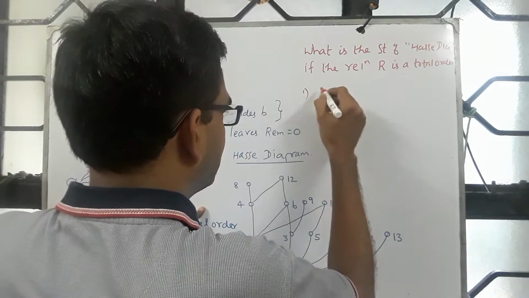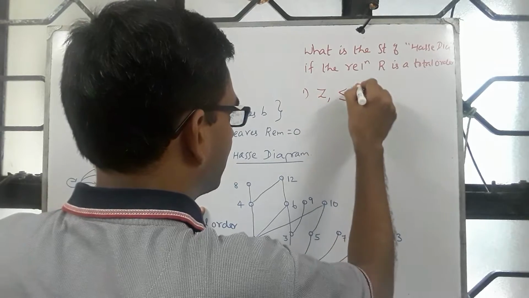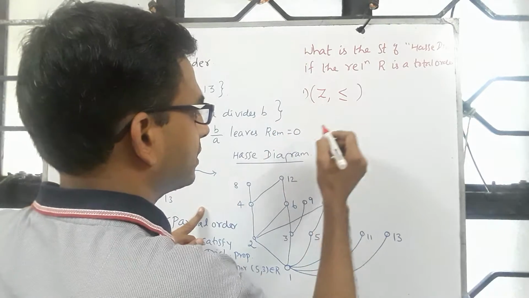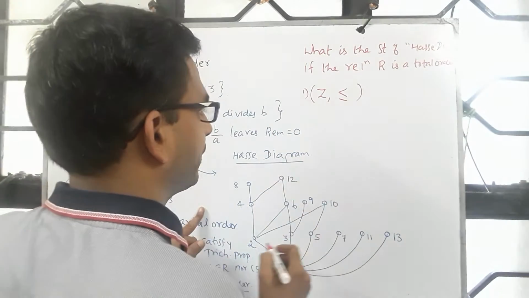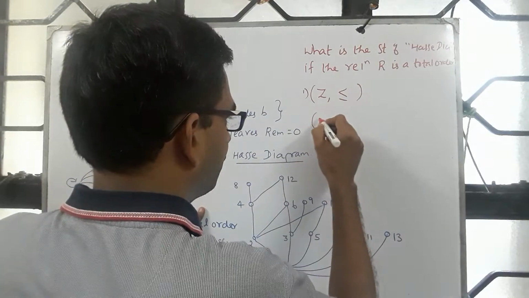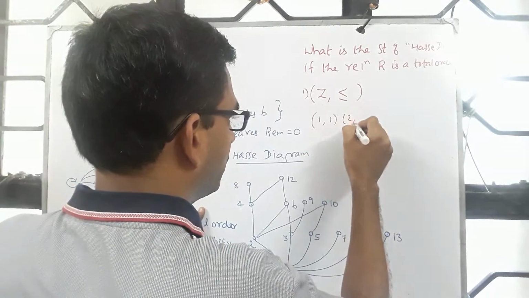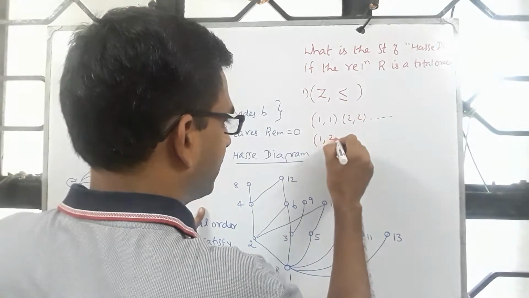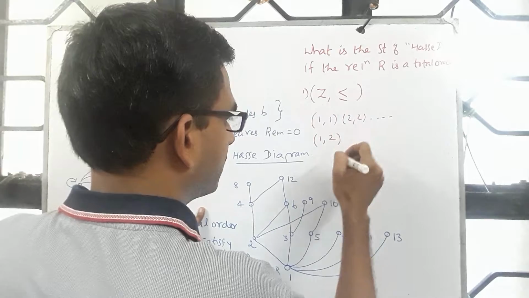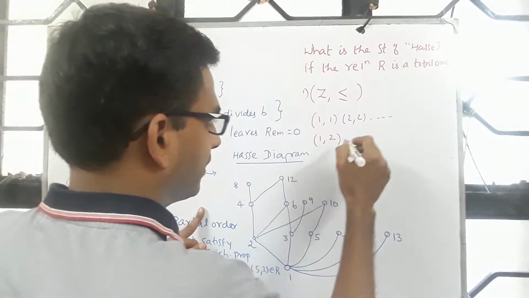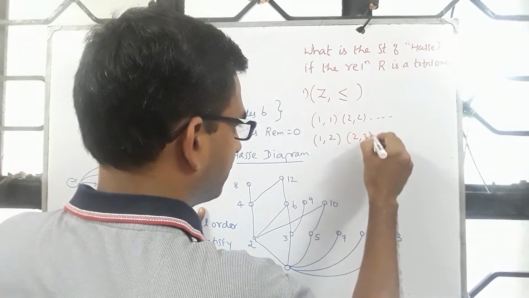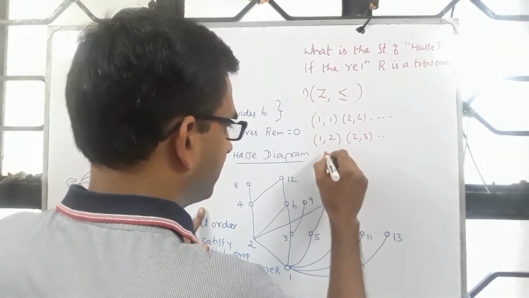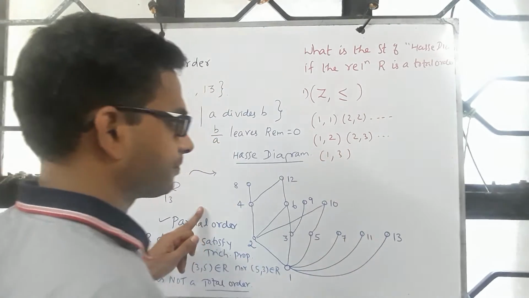Let's look at this relation, say Z with less than or equal to, which means we are working with the set of integers and the relation is less than or equal to, which means you find 1 comma 1, 2 comma 2, 3 comma 3, and so on. And 1 is less than or equal to 2, so you see this. 2 is not, so 2 comma 1 will not come. So 2 is less than or equal to 3, so this comes. And 1 less than or equal to 2, 2 less than or equal to 3, which means 1 less than or equal to 3.